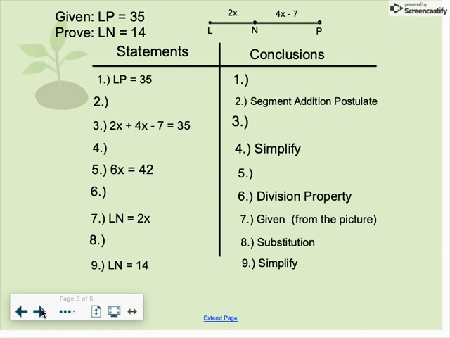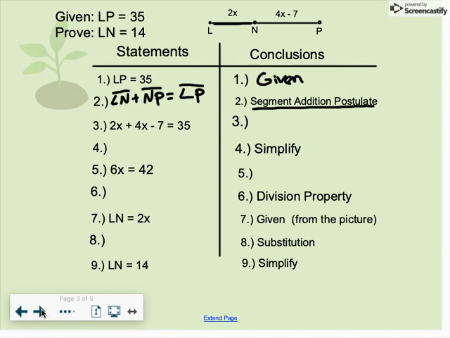So to start with, our first term here, LP equals 35, well, this is given to us. More often than not, that first statement is always what's given to us. So LP equals 35, that's given. So now we have this postulate here. Notice it says the segment addition postulate. Well, all that's saying is that our first segment LN plus segment NP is equal to the whole segment LP.